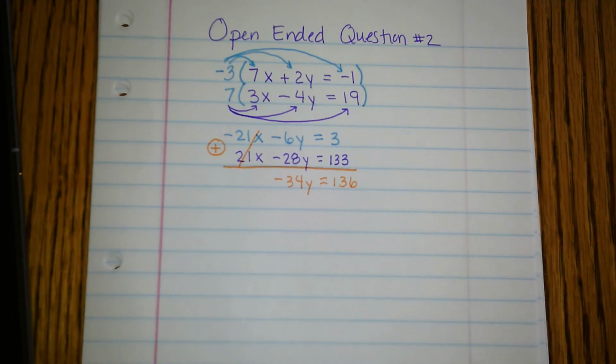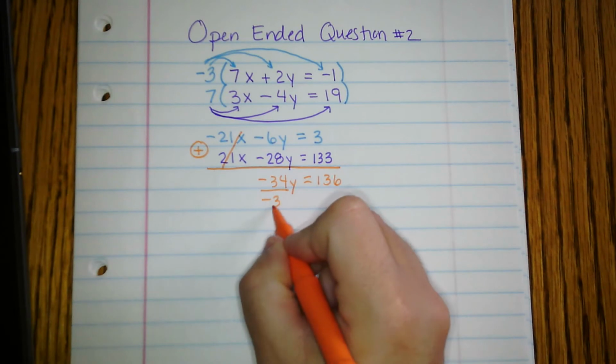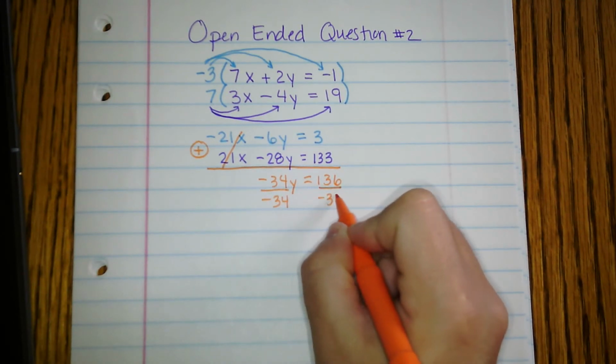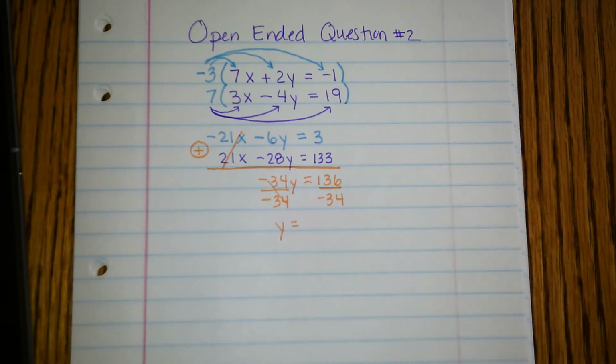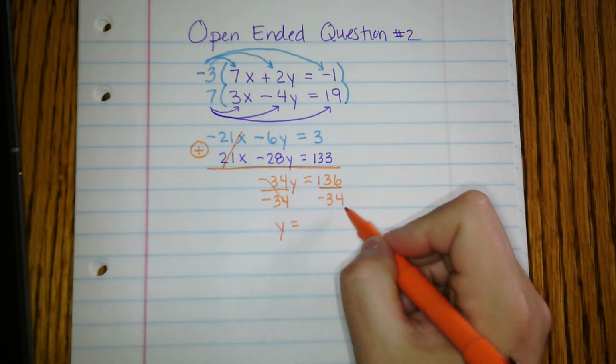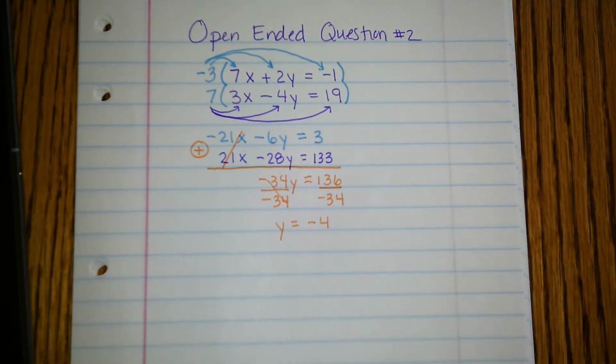Now, our last step in solving for y is to divide by negative 34. 136 divided by negative 34 should be negative 4.